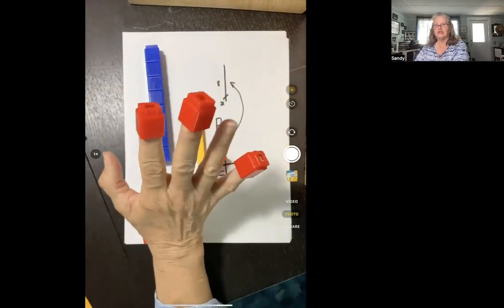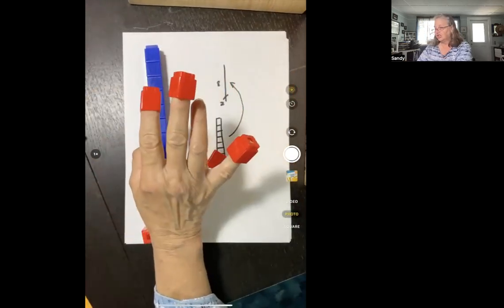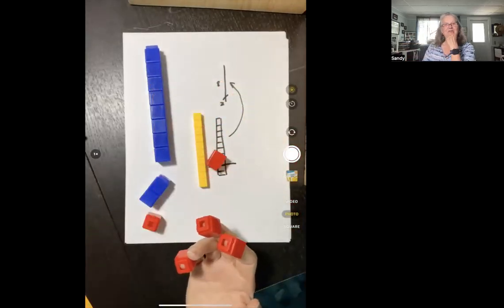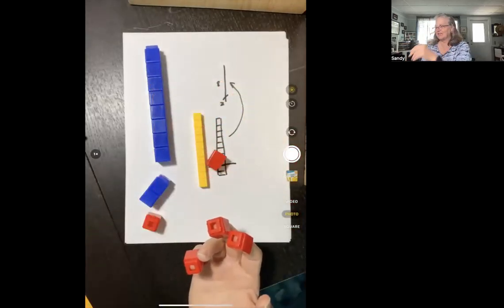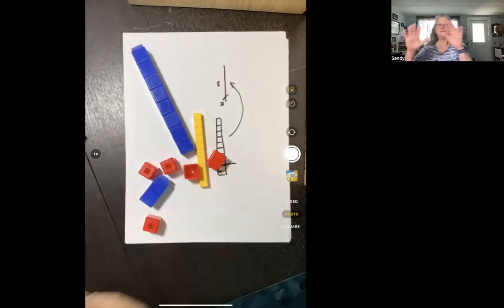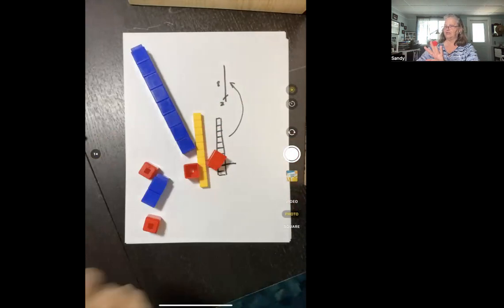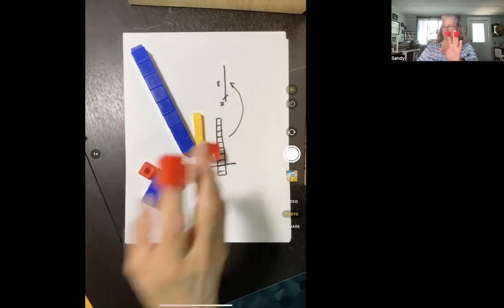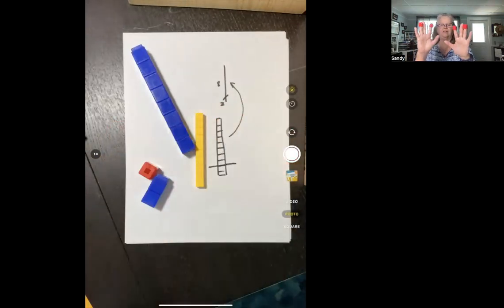It's one thing to try when you are looking at it. It's another thing to try when you close their eyes. And we'll do an activity with your children sometimes where one child puts their hands up, they close their eyes, and the other child puts some cubes on their fingers. And with their eyes closed, let's see if I can show you here.